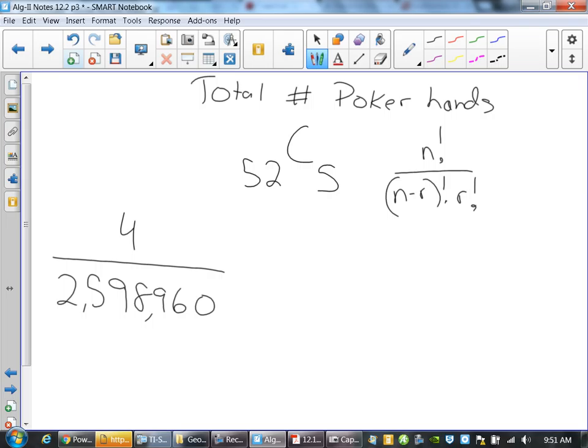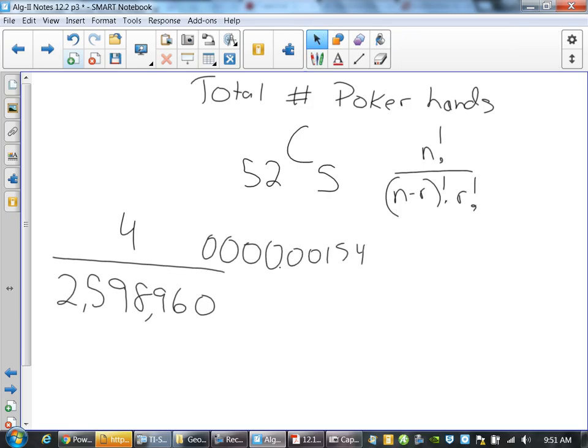1.54 e to the... so it's like 0.00 what? 1.54. Six zeros? Yeah. So being able to just hand that out right off the bat, it's not going to happen.